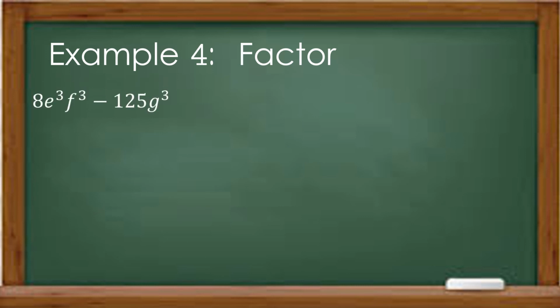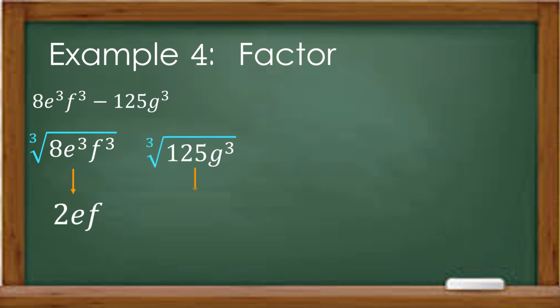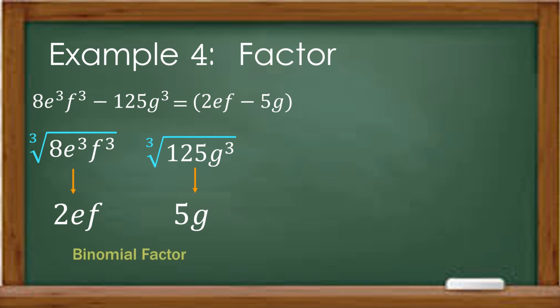Example 4: factor 8e cubed f cubed minus 125g cubed. Again, this is a difference of two cubes. So again, to get the binomial factor, we get the cube root of each term. The cube root of 8e cubed f cubed is 2ef. Then the cube root of 125g cubed is 5g. So we can now express these cube roots as a binomial factor. Since we are factoring a difference of two cubes, the binomial factor is also a difference. So our binomial factor is 2ef minus 5g.